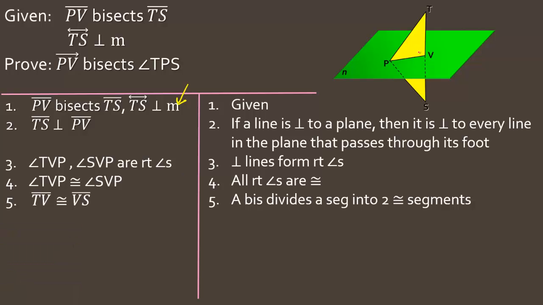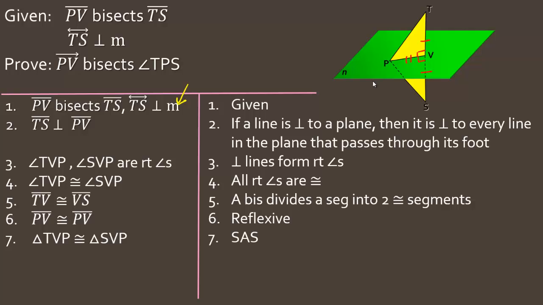So we know that these angles are right angles and congruent because PV bisects TS. We know that those two segments are congruent. We also know that PV is congruent to PV by your favorite property, the reflexive property, which allows us to prove triangle TVP and triangle SVP congruent by side angle side.